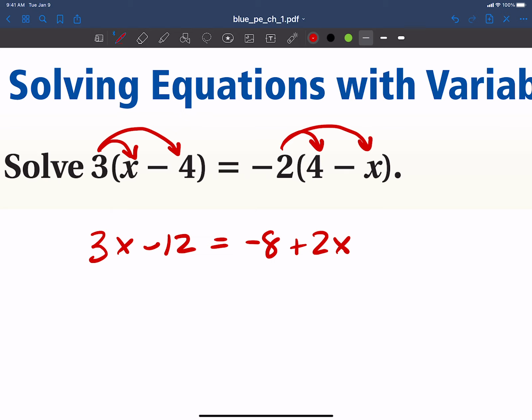You get the 3x on one side. Okay, we've got to get our x's together, right? My job is to get x's together. Now, does it matter which x I move? No. I could move this, or I could move this.